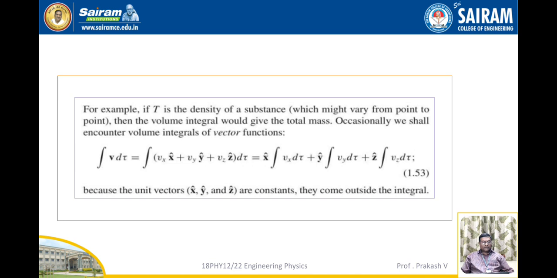Next, if we consider an example where T is the density of a substance, then the volume integral would give the total mass. Occasionally we shall encounter volume integrals of vector functions as integration v d tau, that is equal to whatever the equation extends to here, that is 1.53. Because the unit vectors x cap, y cap and z cap are constants, they come outside the integral.